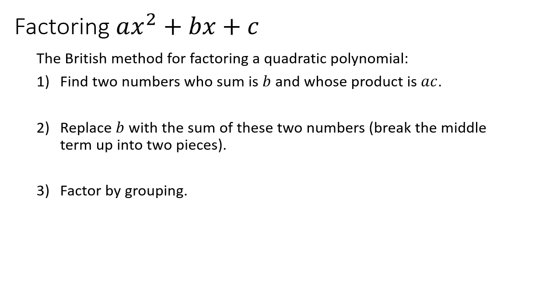Once you find those two numbers, you use those to break up the bx term in the middle into two pieces, using the numbers that you just found. And it turns out that if you take that approach, if you can find those two numbers, it always sets it up so that you can then factor by grouping, the method that we just talked about on the previous slide. So let's take a look at some examples involving the British method.